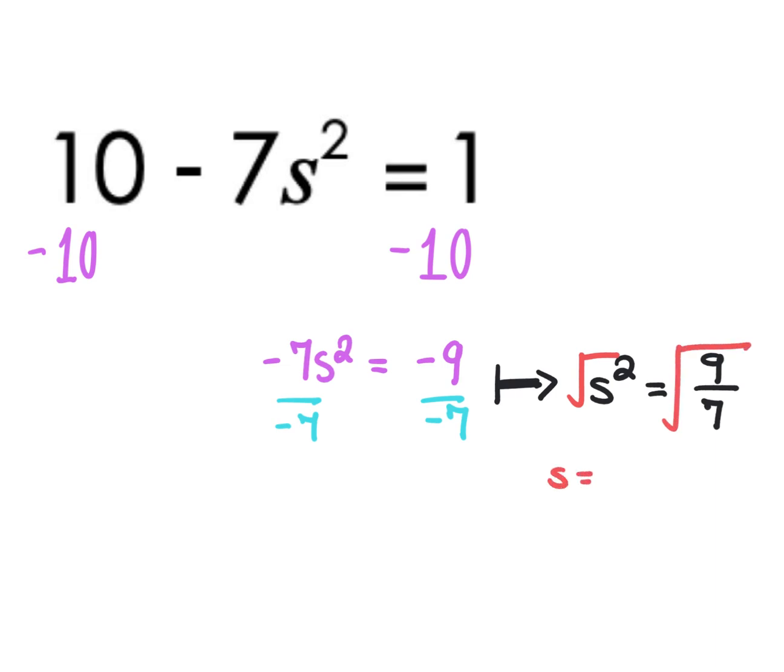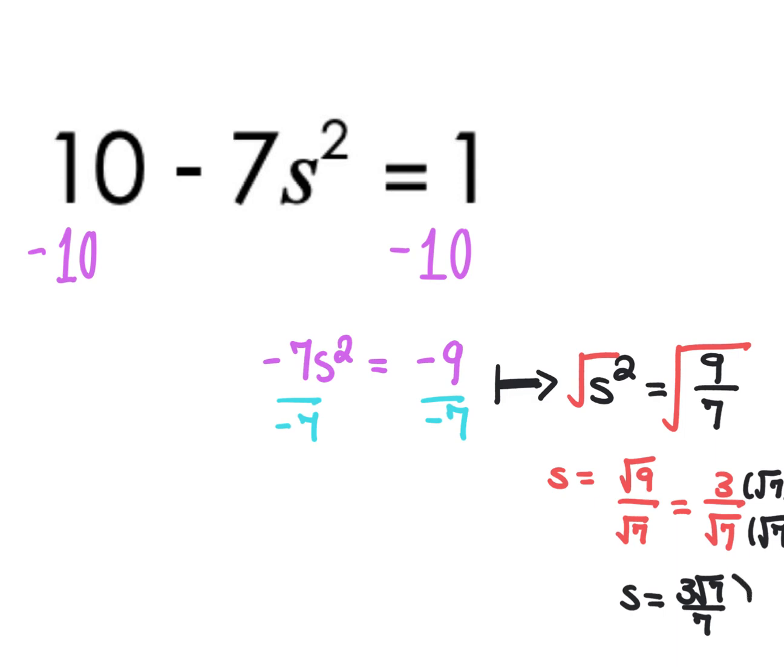And then we're going to take the square root of both sides. So we get s is equal to the square root of 9 over the square root of 7, which is 3 over the square root of 7. Then we want to rationalize this, so we're going to multiply the numerator and denominator by the square root of 7. So we get s equals 3 radical 7 over 7.